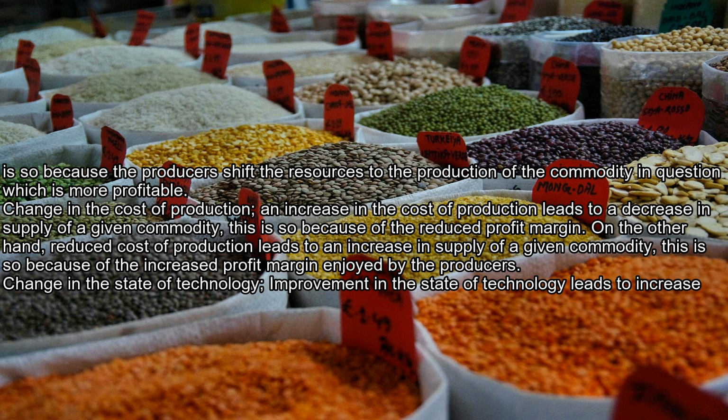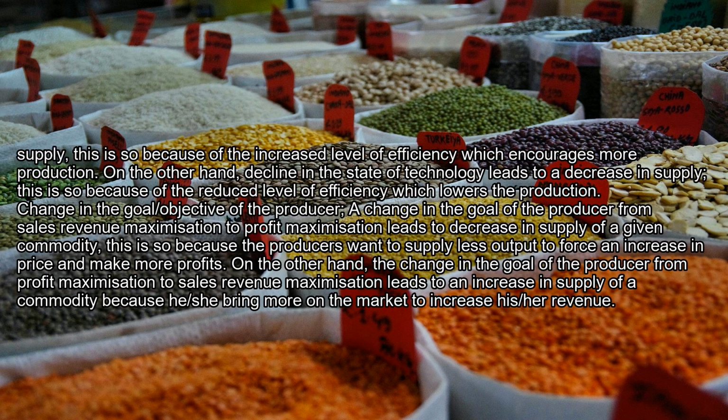Change in the state of technology. Improvement in the state of technology leads to increase in supply. This is so because of the increased level of efficiency, which encourages more production. On the other hand, decline in the state of technology leads to a decrease in supply. This is so because of the reduced level of efficiency, which lowers the production.